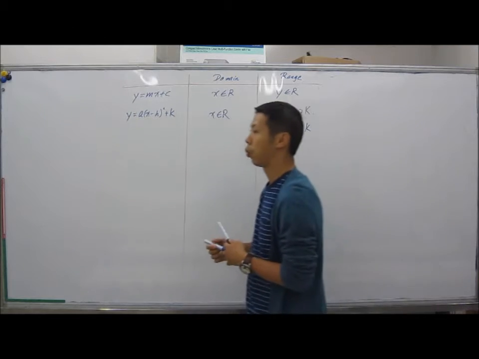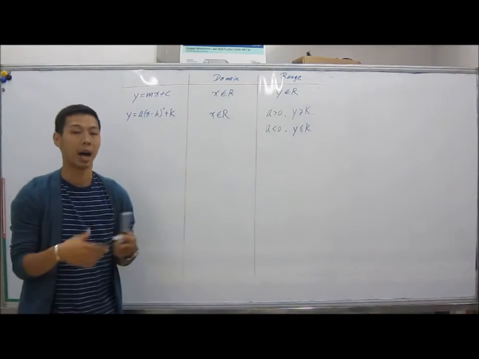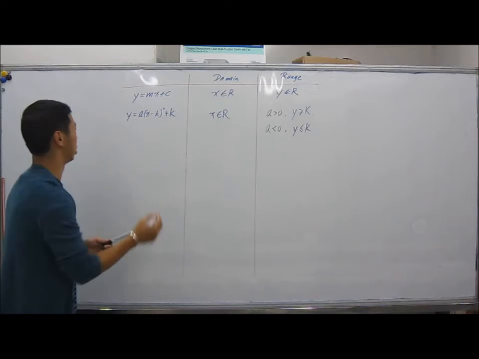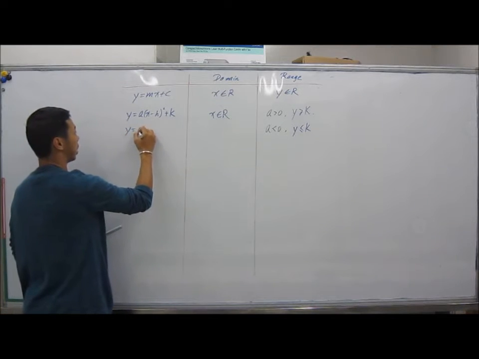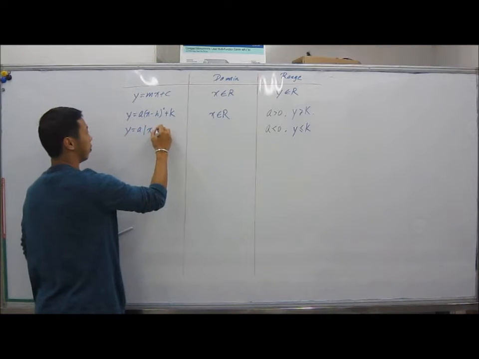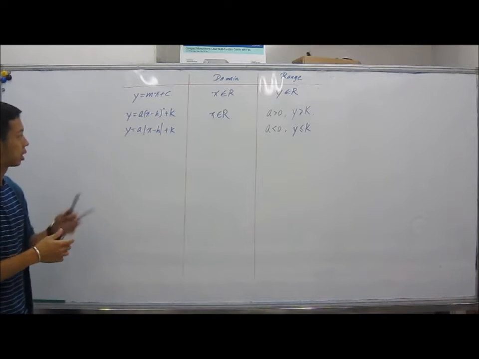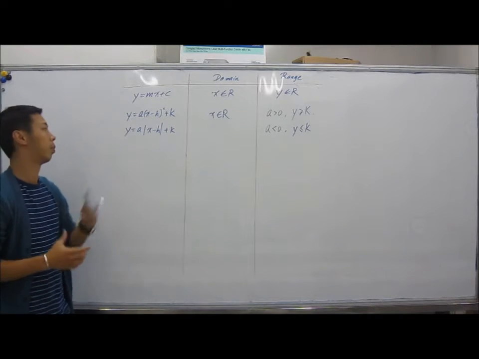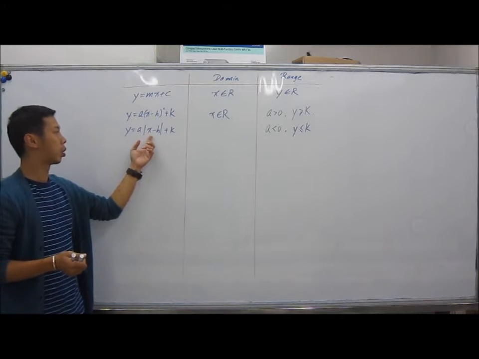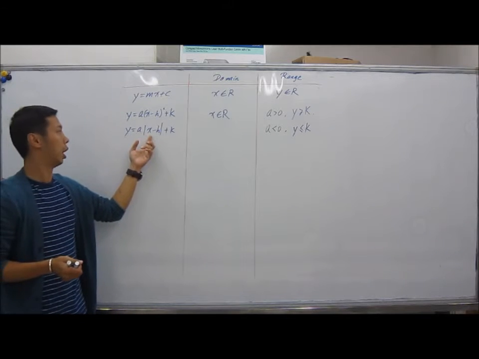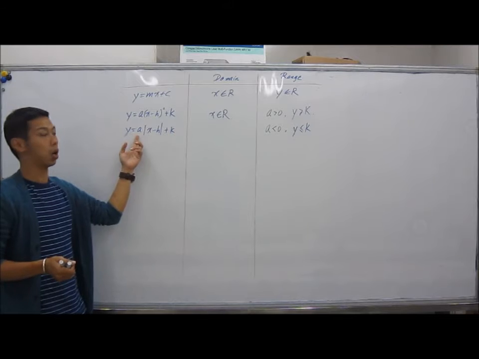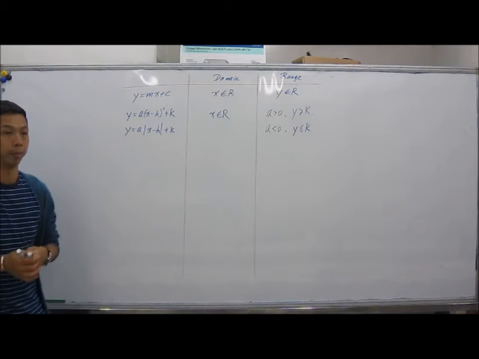And we have the same style for the absolute value function, when y equals a absolute value of x minus h, plus k. This one is also the same. Any x we can use here. And we are concerned about the a. We have the maximum or the minimum.